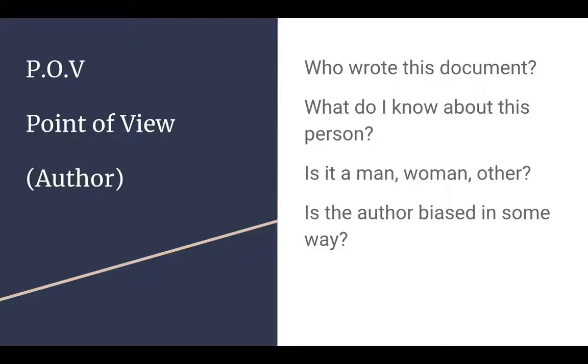Is the author biased in some way? Do they belong to a certain political party, and is that going to change their point of view? I'm thinking about all of these things about the author. I can find the author in the byline, which should be at the top of the paper or the document, or in the very bottom. Figure out who wrote it and how that affects the document.